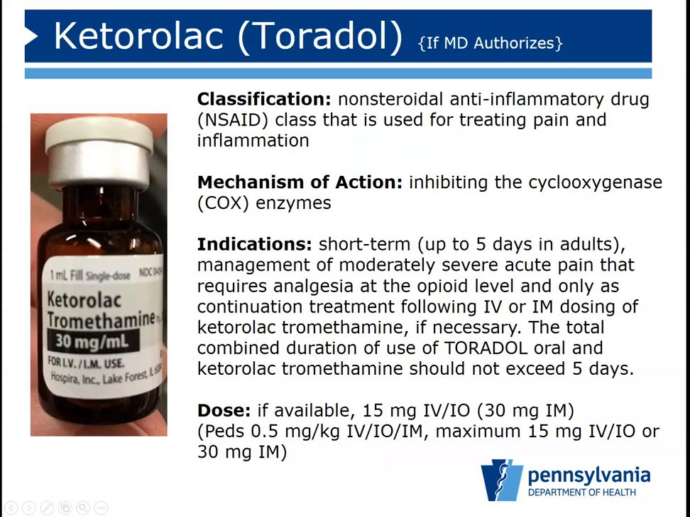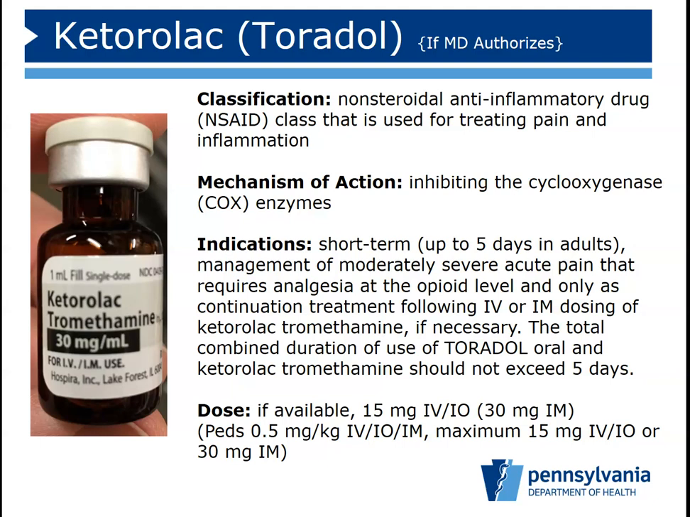Next drug, if your medical command authorizes and you're permitted to carry it, is going to be ketorolac, also known as Toradol. This is an NSAID. It's the same classification as aspirin and ibuprofen, a non-steroidal anti-inflammatory drug that's used for treating pain and inflammation. Its mechanism of action is going to be inhibiting the cyclooxygenase, the COX enzymes.